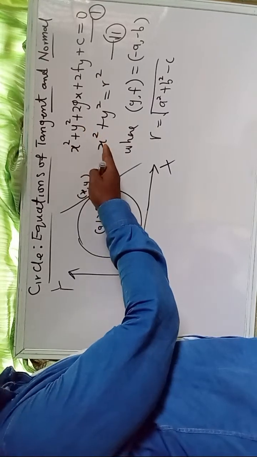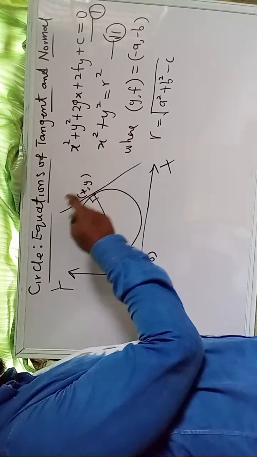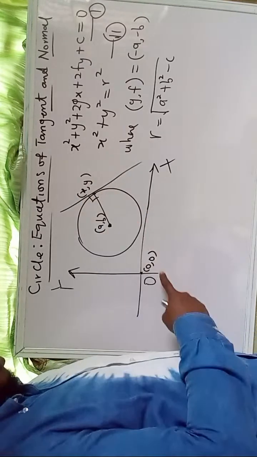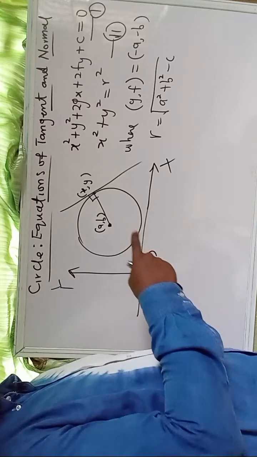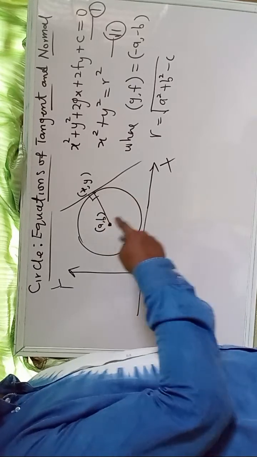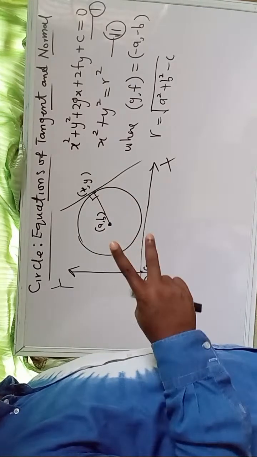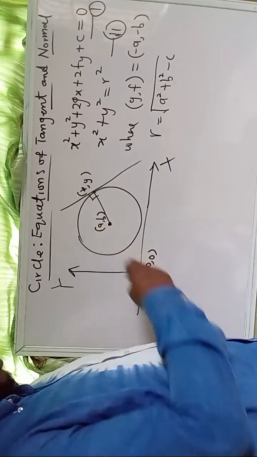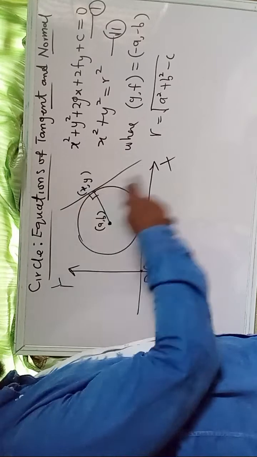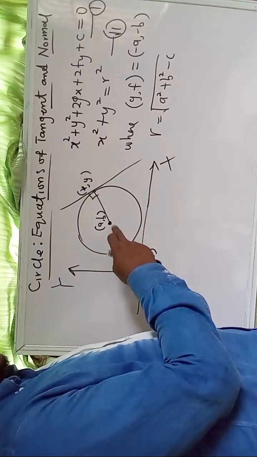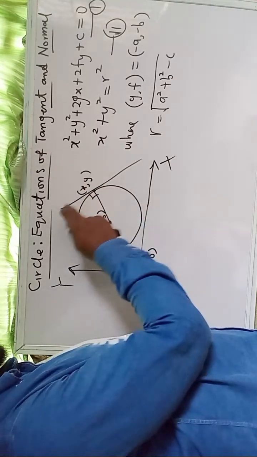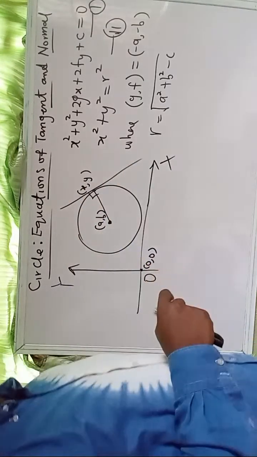Let's start from here. How can we generate the equation of a tangent line when the circle is at the origin, and how can we generate the equation of the tangent line when the circle is not at the origin? So this is two things now. Let's start with the first.